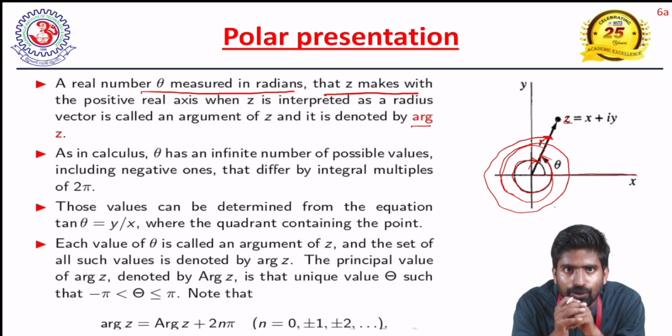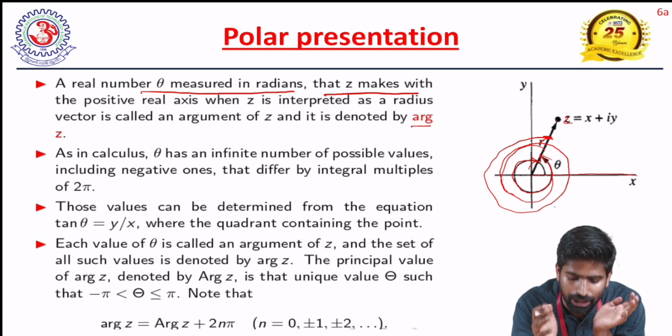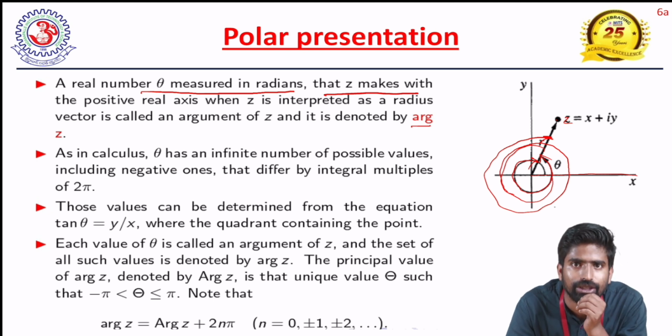Now each value of theta is called an argument of z. Whenever you calculate such a value, it represents an argument of z, and the set of all values is denoted by arg z. Argument of z represents the set of all values. Next, the principal argument of z.